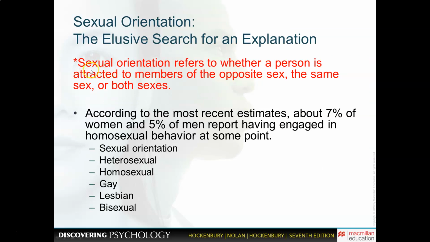Okay, now sexual orientation. Briefly, I put this in red. I actually added a definition here for you. Basically, all that refers to is whether a person is attracted to members of the opposite sex, the same sex, or both sexes. And down below, you can look at some various examples of that.